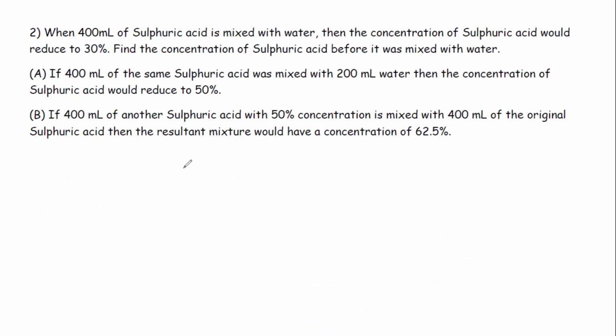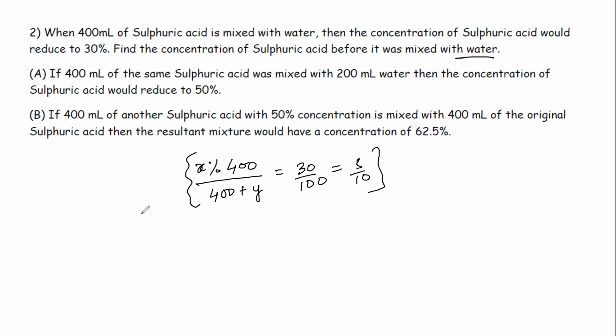When 400 ml of sulfuric acid is mixed with water, then the concentration of sulfuric acid would reduce to 30%. So this sulfuric acid could be of any concentration. Find the concentration of sulfuric acid before it was mixed with water. So X percent of 400, when mixed with water, so 400 plus whatever the water is, Y, gives us 30%. 30% is 3 by 10. So this is information from the question stem. And we need to find out X.